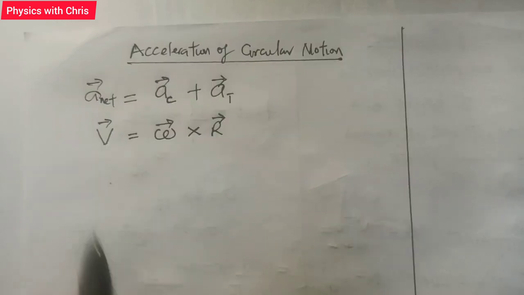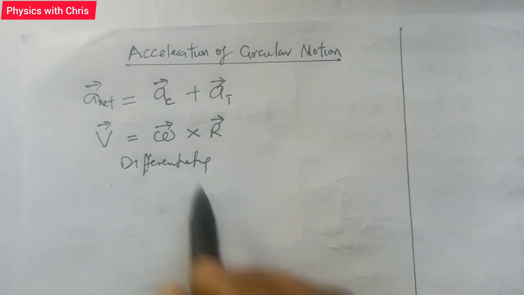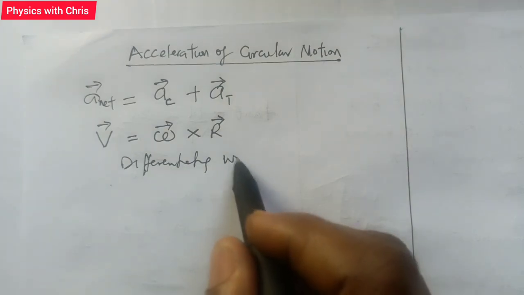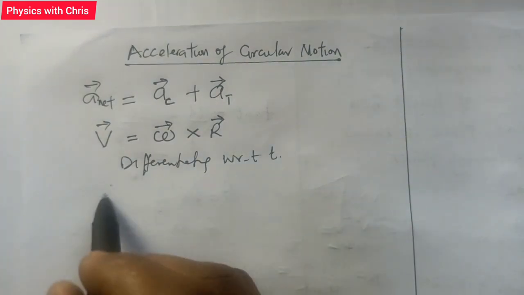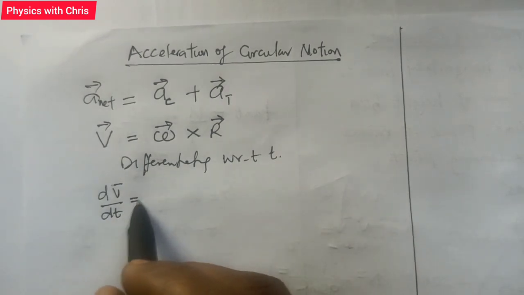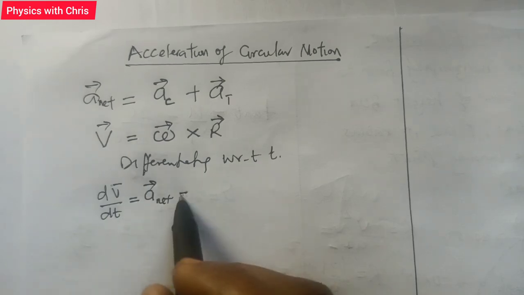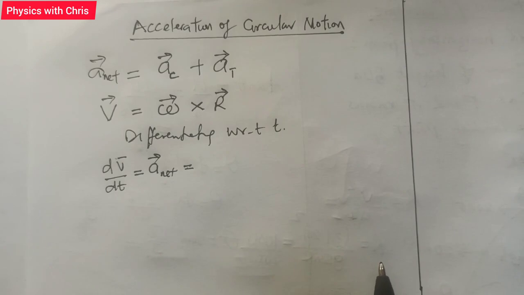So if I differentiate this equation with respect to t, I have dv over dt. That gives me my net acceleration, a_net. That will be equal to, now how do you differentiate a product? I'm sure you must have done the product rule before in differentiation. If you have not, you will have to take a look at how to use the product rule.